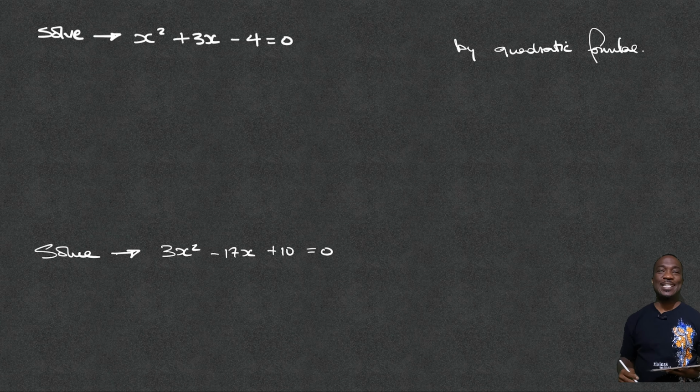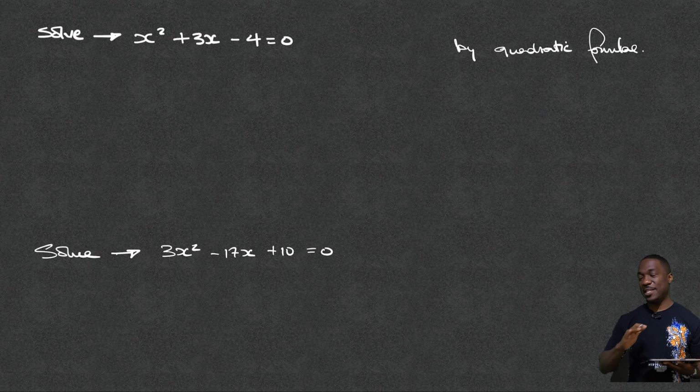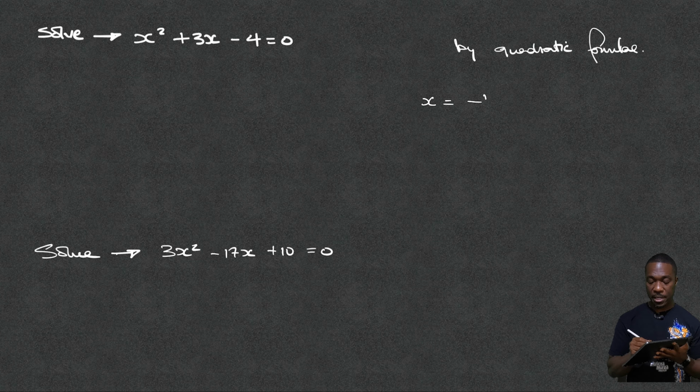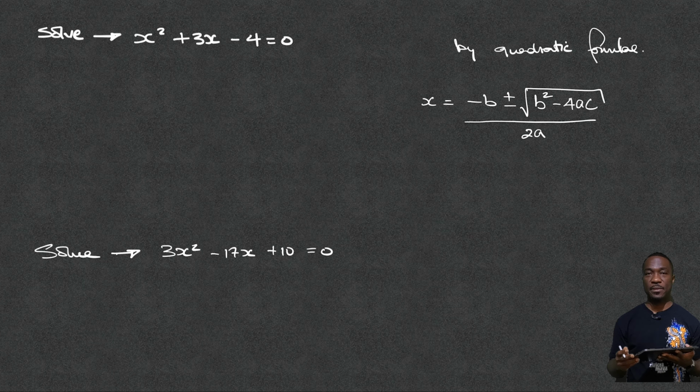As I've just said, here are the 2 questions we've been seeing throughout the series. And in this one, we're going to use the quadratic formula. The quadratic formula states that if you're solving for x, it is negative b plus or minus the square root of b squared minus 4ac, and everything is divided by 2a.